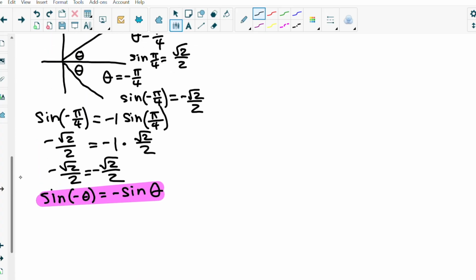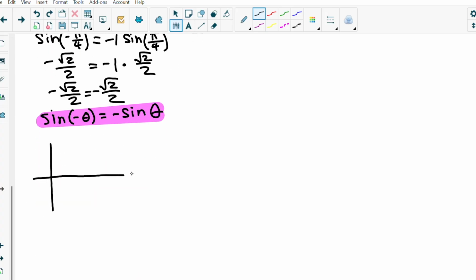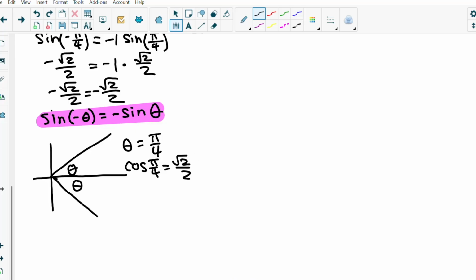Folks, the cosine version. Draw another graph. Call this theta. Theta equals pi over 4. Let's use the same one. What's the cosine of pi over 4? That equals square root of 2 over 2. Let's do theta the other way, where theta equals negative pi over 4. What's the cosine of negative pi over 4, folks? I'm still going to the right, my x value. That's still square root of 2 over 2.